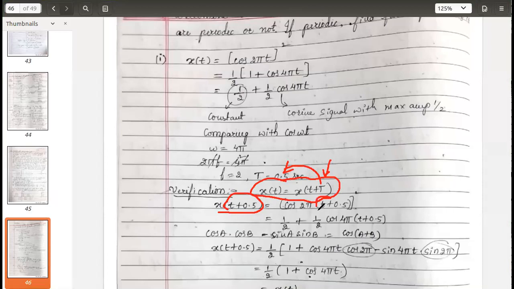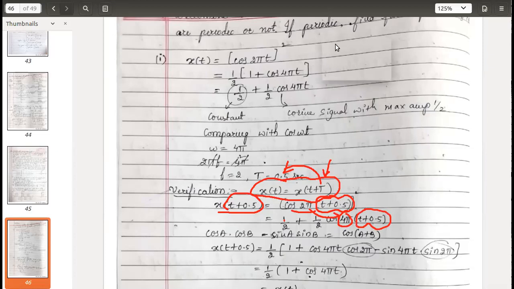What we will do is put t plus 0.5 instead of t. In the given question it is cos square of 2 pi t, so t is replaced with t plus 0.5. Expand it: cos square theta equals 1 plus cos 2 theta by 2. Half I have taken outside, cos of 2 theta, so 2 pi becomes 4 pi into t plus 0.5.